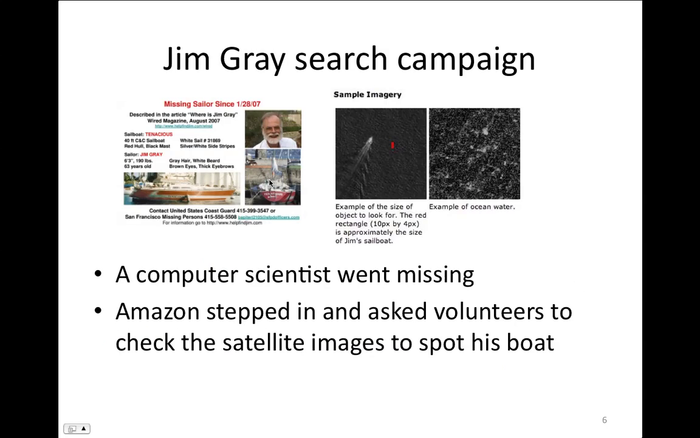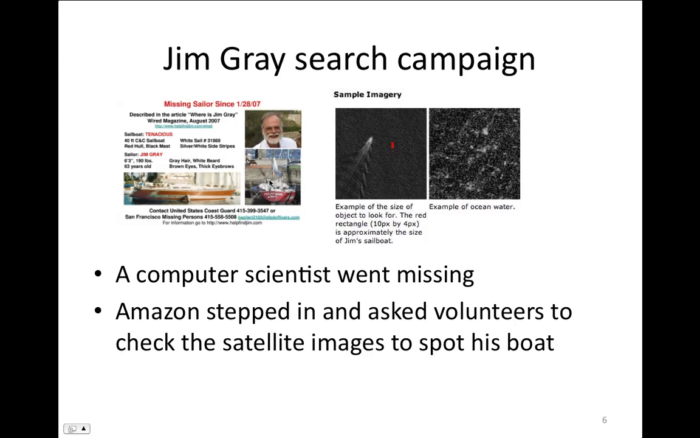A very famous example that you might have heard of was the search campaign for Jim Gray, who was a computer scientist who went missing in 2007 when he was sailing. When he went missing, a campaign was started to spot his boat from satellite images. But it was a massive scale. It couldn't be done by a handful of people. So what they did was release these images on Amazon Mechanical Turk and asked volunteers and people to sign up and look at those images and try to spot his boat.